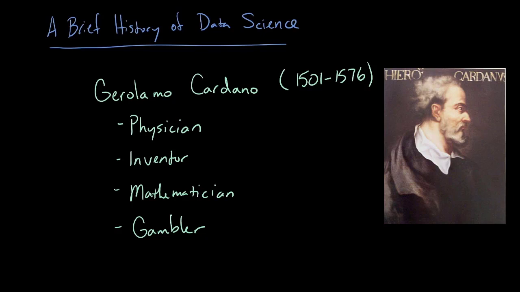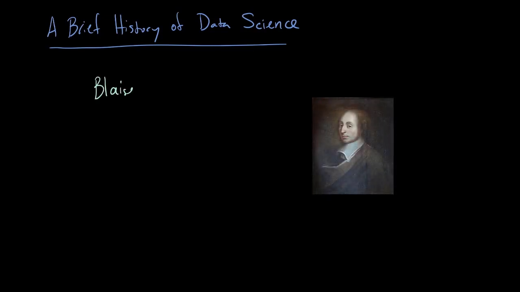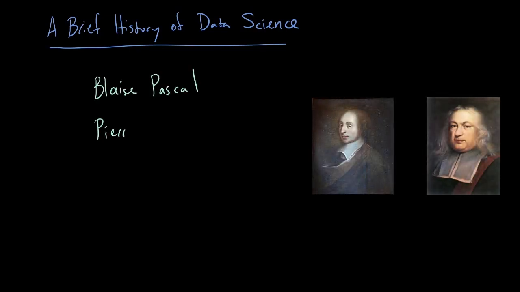Now, the next major developments came about 100 years later when Blaise Pascal and Pierre de Fermat in 1654 had an extensive correspondence. This was prompted by a French nobleman who posed a question to Blaise Pascal about how you divide the winnings in a particular game that's only been partially completed.